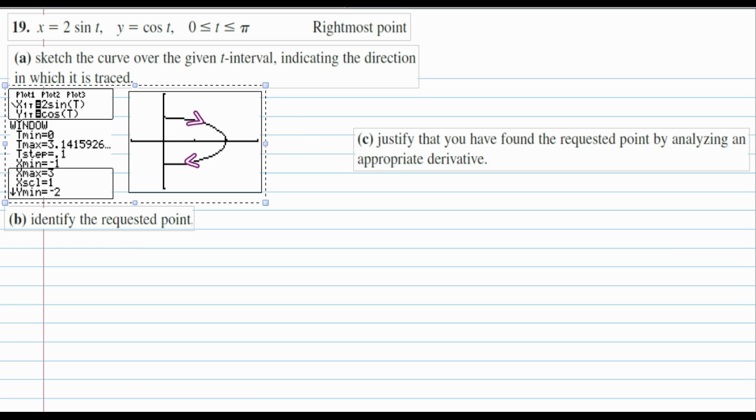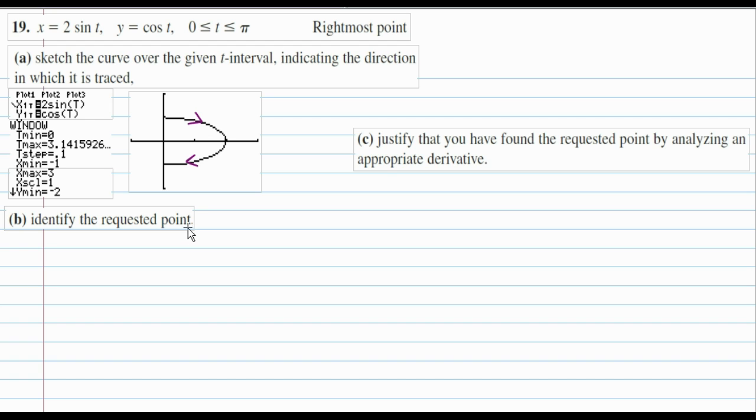So on my calculator, I put in my x parameter and y parameter, found the window, x min 0, x max pi, and then found a good y min and y max, and then here is my curve, and it graphed, I guess, clockwise. So I'm looking for that rightmost point, and yeah, it looks like 2, 0. Okay, fine. So that's what part B asks.